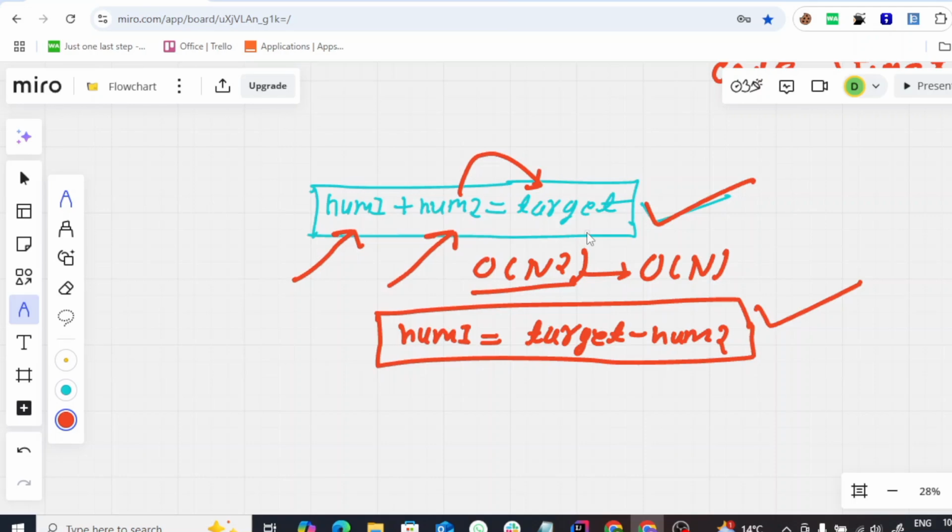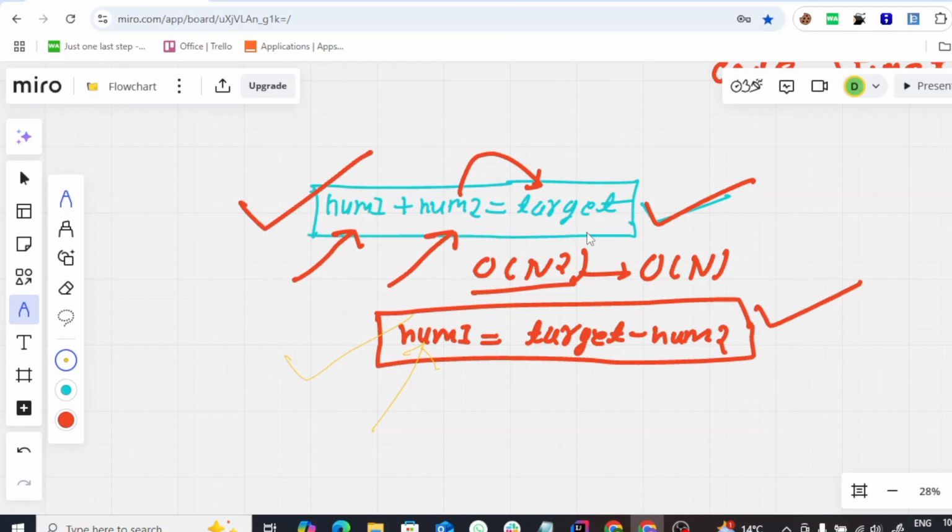But what is the main difference, guys? In the first equation, we were looking for two numbers, num1 and num2. But just take a look at this equation. In this equation, we are just looking for one number, num1. We are just looking for a number that is equal to the target minus num2.